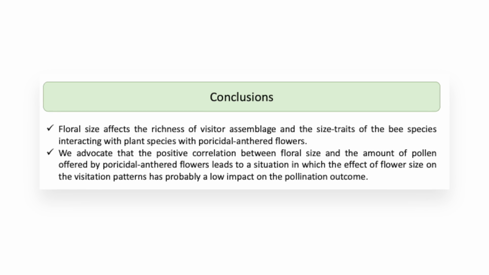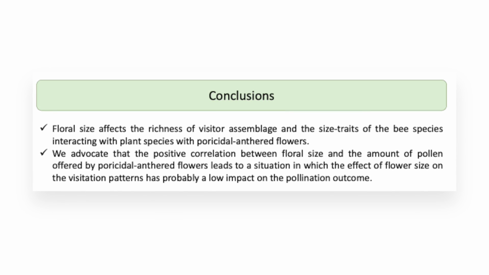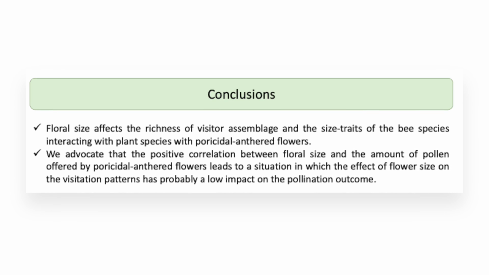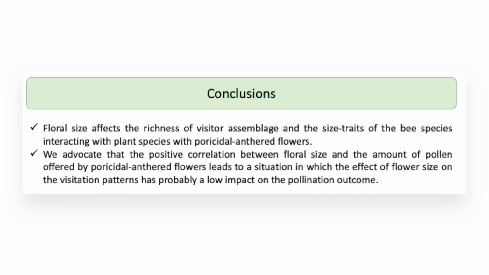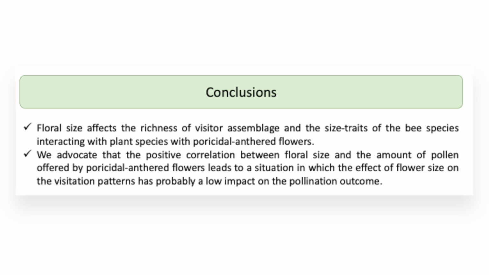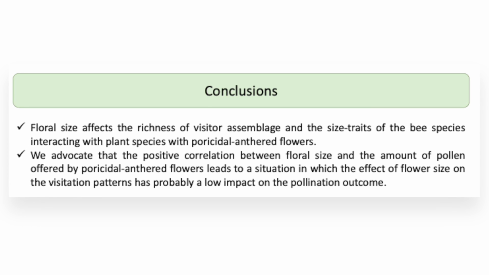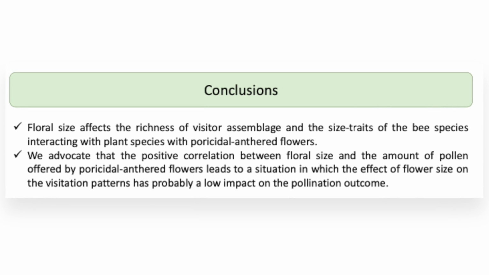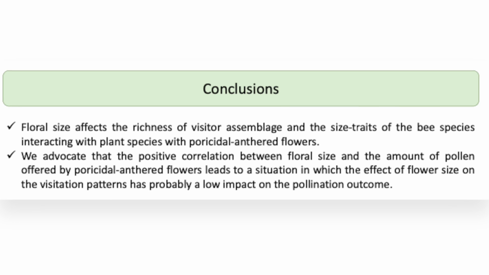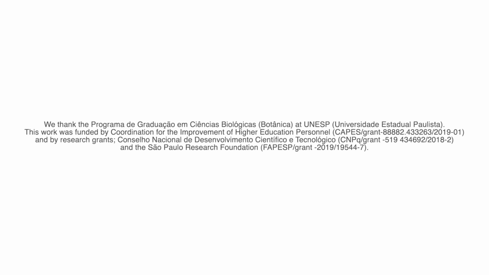Conclusions. Floral size affects the richness of visitors' assemblage and the size traits of the bee species interacting with plant species with poricidal anthered flowers. We advocate that the positive correlation between floral size and the amount of pollen offered by the poricidal anthered flowers leads to a situation in which the effect of flower size on the visitation patterns probably has a low impact on the pollination outcome. Thank you very much for your time.